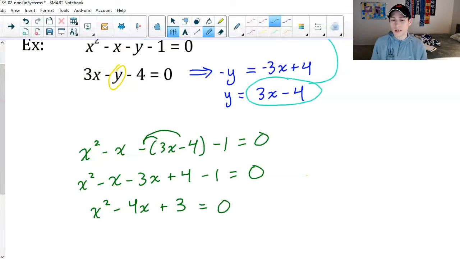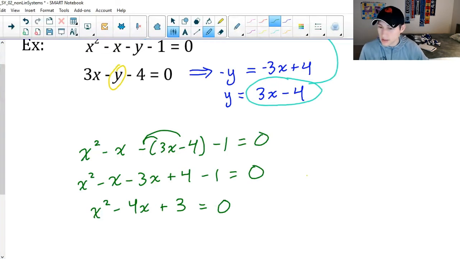X squared minus 4x plus 3 equals 0. So we're at the point now, which we'll come to in all of these, where we have to solve a quadratic. Depending on what the quadratic is, we could use square root, we could complete the square, we could factor, we could use the quadratic formula, even though the quadratic formula sucks, and we try to not use it as much as we can, if possible.